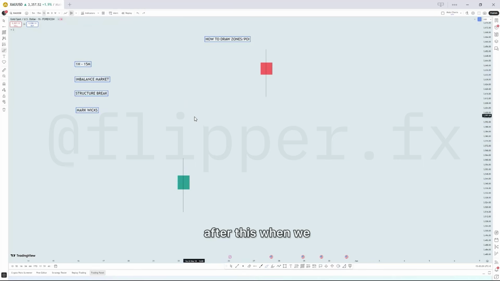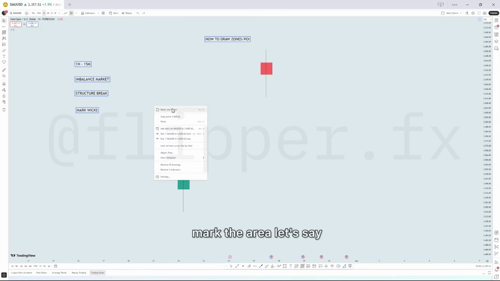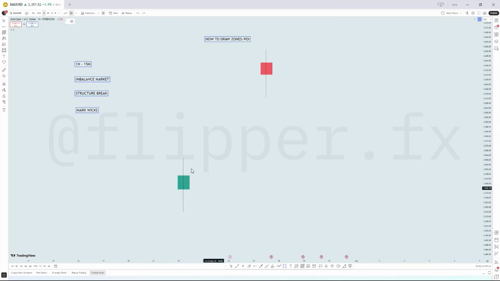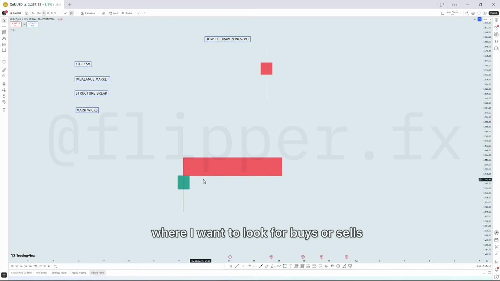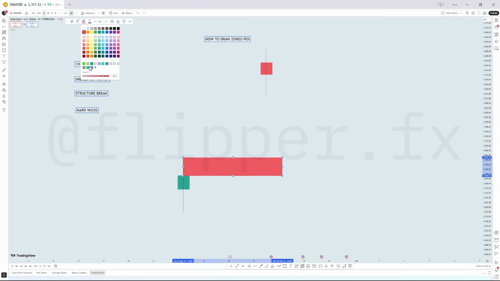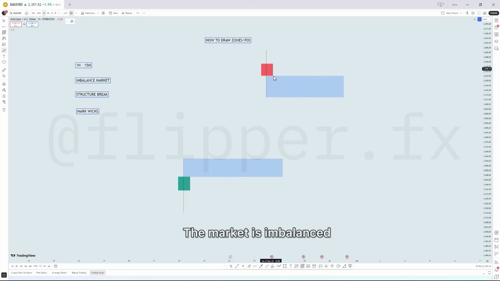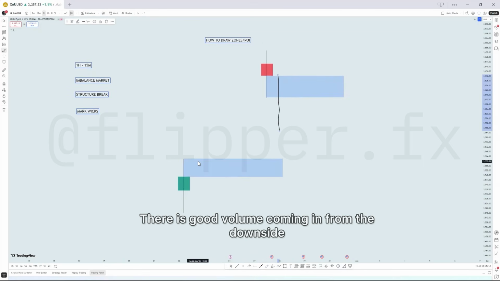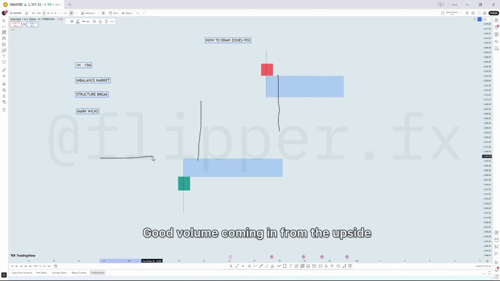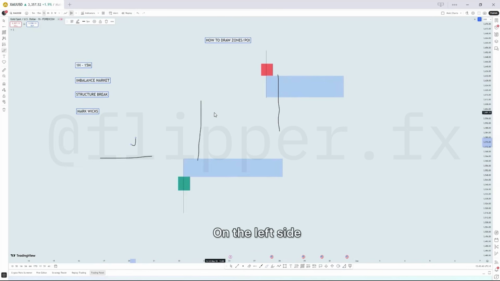After this, when we mark the area, let's say I have marked my area where I want to look for buys or sells. This is my area. Now what's next? This is my buy area. This is my sell area. The market is imbalanced. There's good volume coming in from the downside, good volume coming in from the upside. On the left side, the market has broken a high, broken structure, or broken a low.